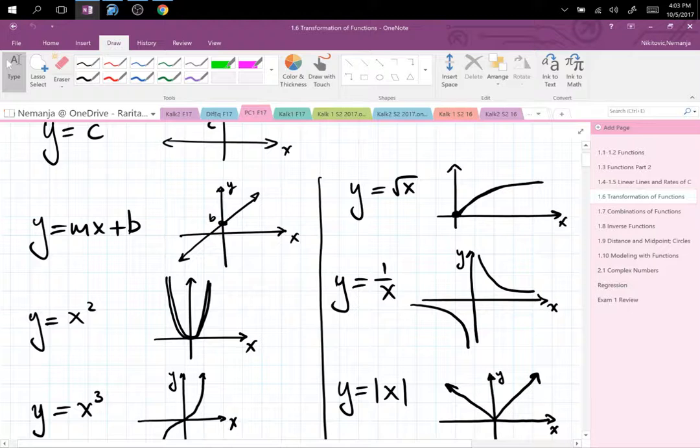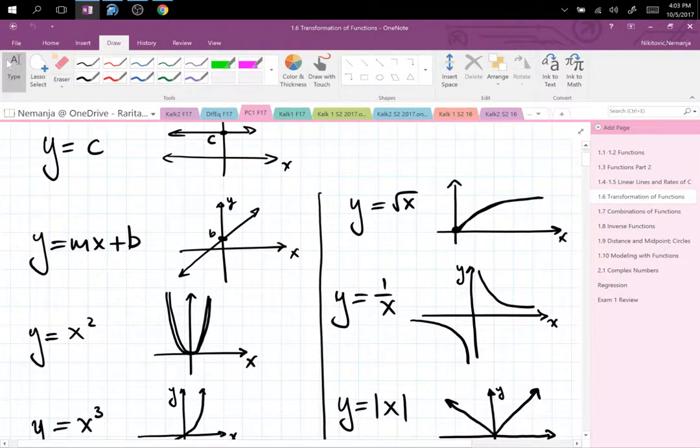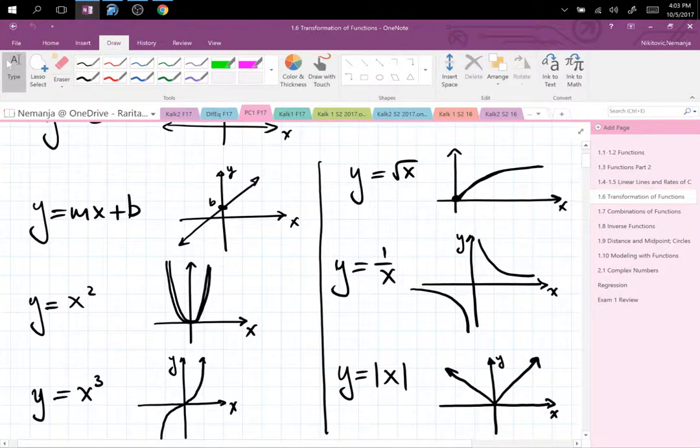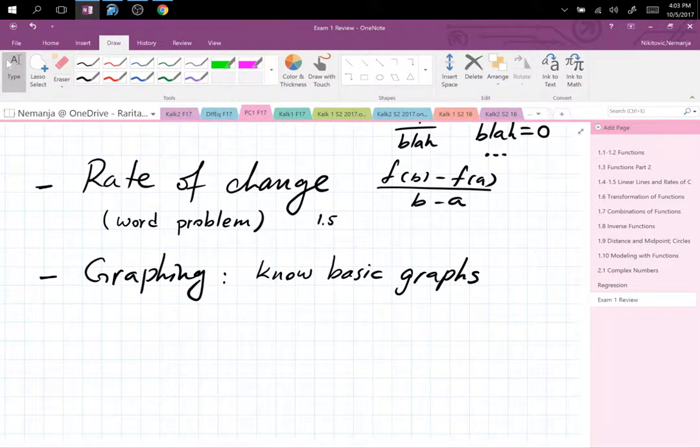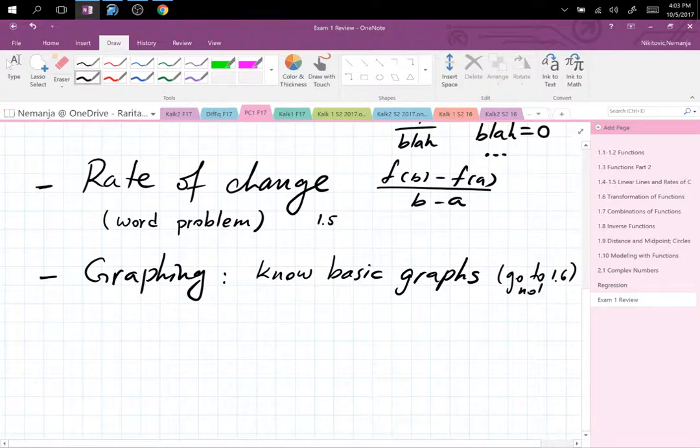Then calculus is going to add more. But these are basic functions. You need to know the constant function, linear function, square root, quadratic, cubic, 1 over x, and absolute value of x. I think all the notes are uploaded, right? I'll check. I will upload them before I leave the classroom, including this review. So everything will be uploaded. So you must know basic graphs, and I'll say go to 1.6 notes.